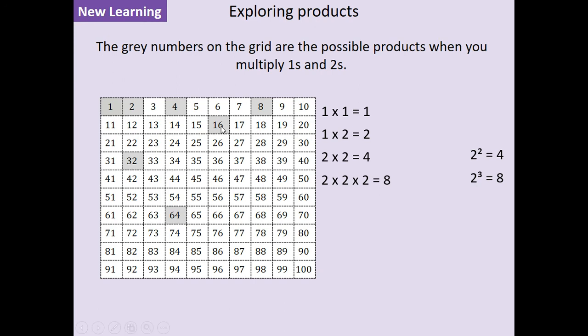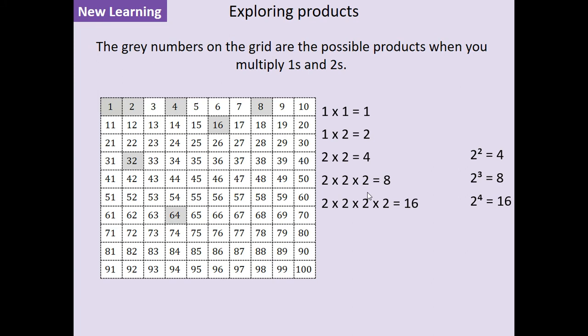Okay, the next number on the grid is 16. Now you'll probably notice that that's 8 times 2. So we're just doing another multiplication of 2. We have 2 times 2 times 2 times 2 equals 16. How would you write that using index notation? Yes, we'd write that as 2 to the power of 4.